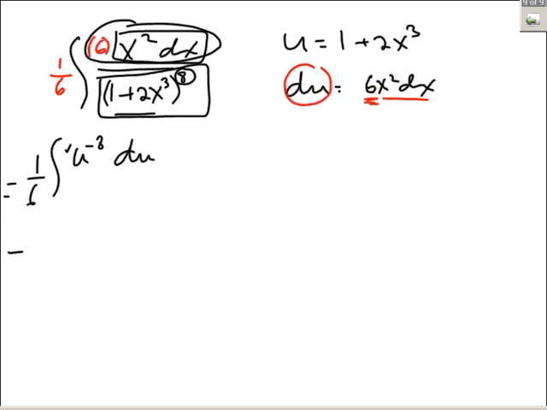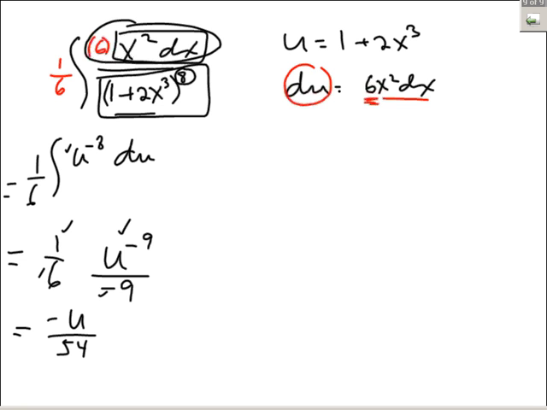Okay, now this integral is supposed to be routine. You add 1 to the exponent, and then you divide by that same number. 6 times 9 is 54, but the numerator is positive and the denominator is negative, so the final answer is negative. And the numerator is u to the negative 9, plus c.